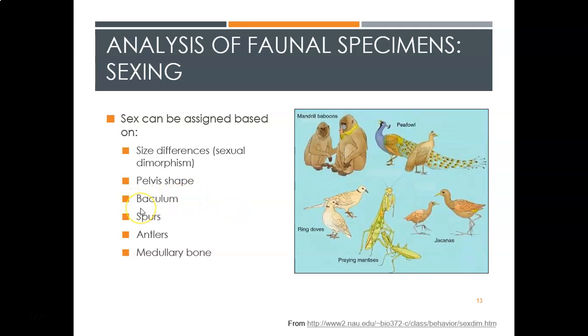Baculum, this is a bone that is absent in human biological males, but it is found in many other mammals. It's basically a penis bone. We can have spurs present in many males. Antlers might be absent in females, present in males, or differ in size, again relating to sex. And then also medullary bone can vary based on sex as well.